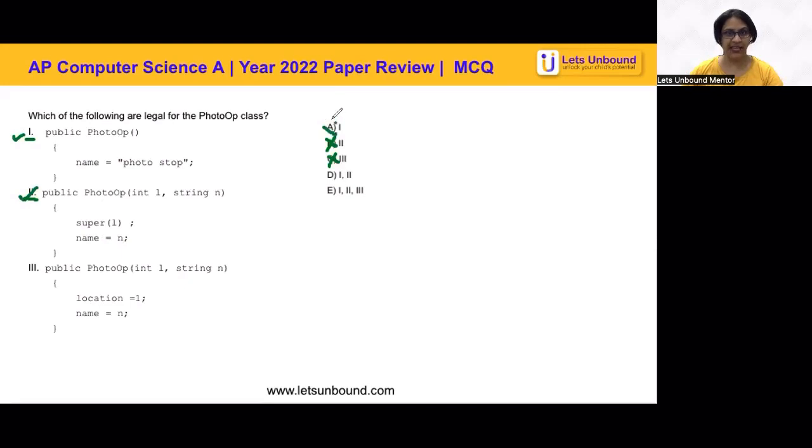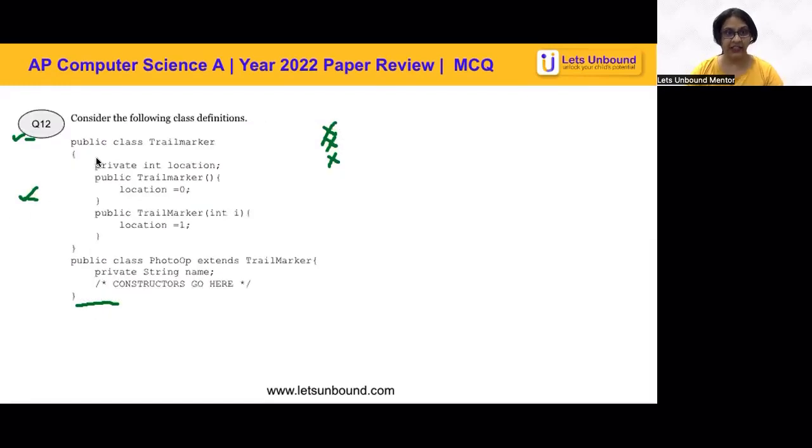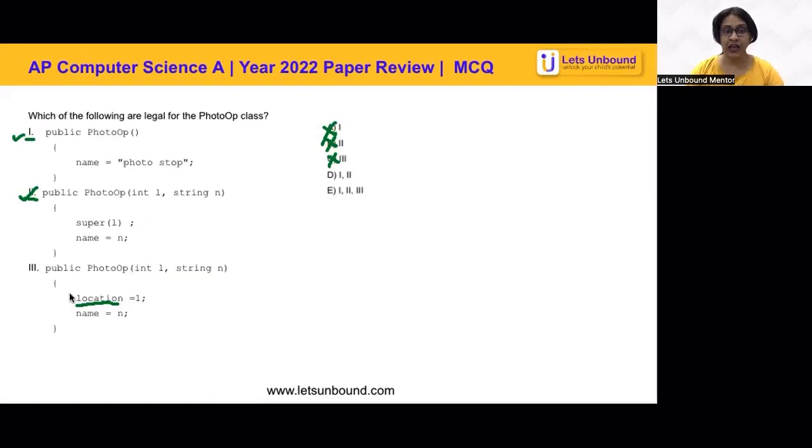Let's eliminate option A and go to our third constructor to see whether it is correct or not. Now, int l, String n. What is happening here? Okay, it's a big problem. Here the location instance variable is being assigned the value l. This is completely wrong. Why? Because we cannot access the private members of the parent class in the constructor of the inherited class. So this location cannot be accessed directly, and this will give us an error.